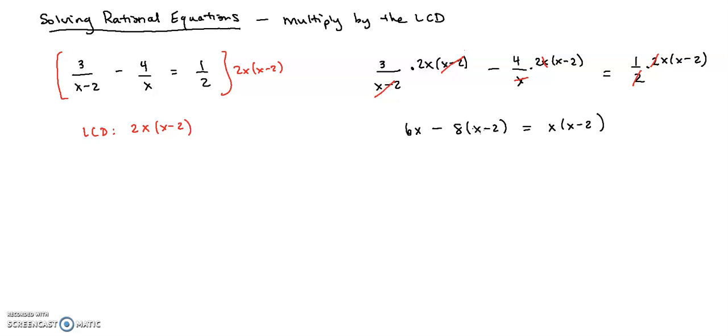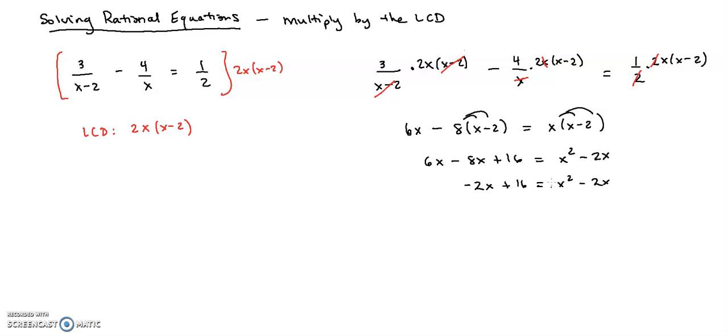All right, so we're trying to get x by itself. We need to do a little work here. We're going to have to distribute this -8. So we're going to have 6x minus 8x plus 16. And we're going to have to distribute this x squared minus 2x. We can combine like terms on the left. Negative 2x plus 16 equals x squared minus 2x.